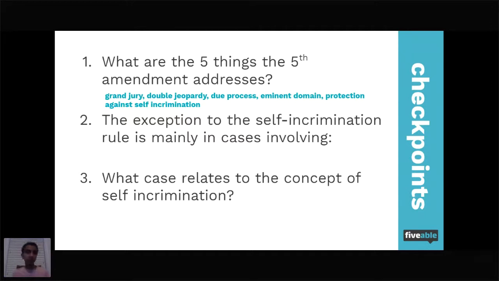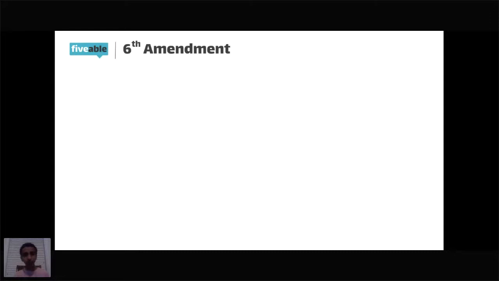And again, protection against self-incrimination, which is what we discussed, because this stream is really about the rights of the accused. The exception to the self-incrimination rule is mainly cases involving public safety. And then the case that relates to the concept of self-incrimination is Miranda versus Arizona. So those are just 3 of the major checkpoints that I want to make sure you know for the AP exam. So we're going to go ahead and move into the Sixth Amendment.